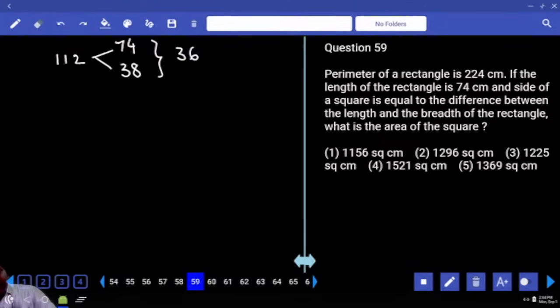What is the area of the square? Square area 36 square. Answer ends with first option or second option. 36 is a 9 multiple. Answer also should be a 9 multiple. Can it be first option? Second final. Yes.